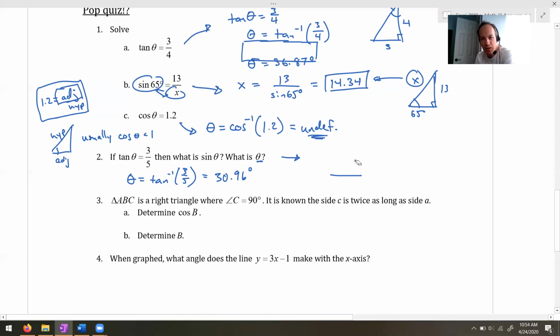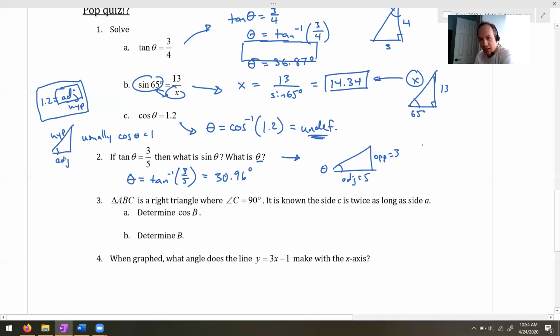Okay, that's not going to be right. We need the opposite over the adjacent. So the opposite is going to be 3. I said hypotenuse, I meant adjacent. The opposite would be 3, and the adjacent would be 5. So if this would be theta, that's what the triangle would look like.